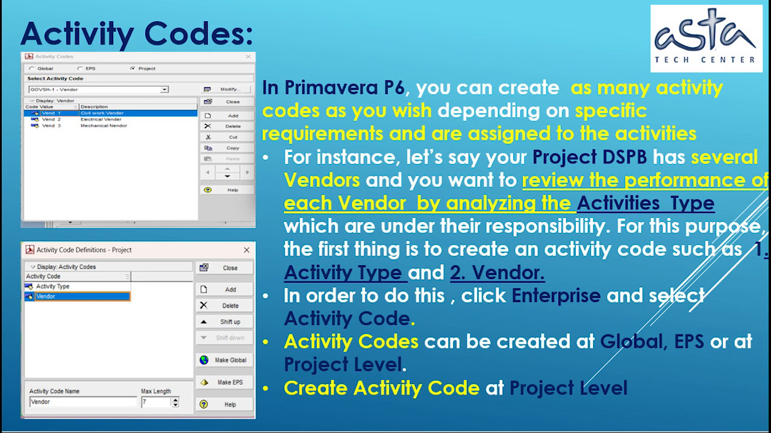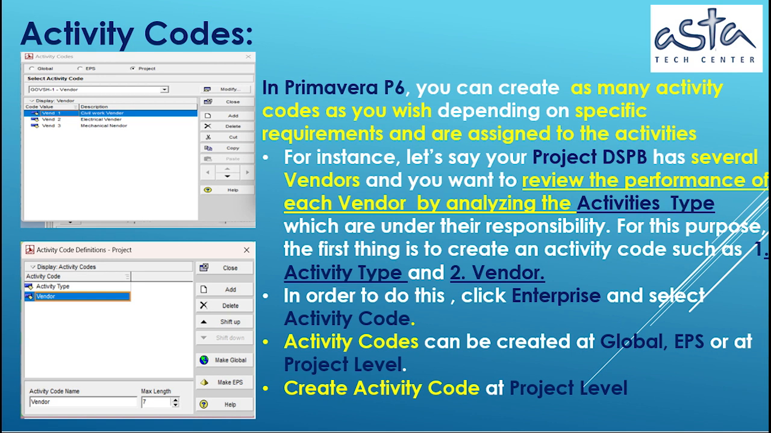For instance, let's say your school project, DSPB, has several vendors, and you want to review the performance of each vendor by analyzing the activity types which are under their responsibility. For this purpose, the first thing is to create activity codes such as 1. Activity type and 2. Vendor.